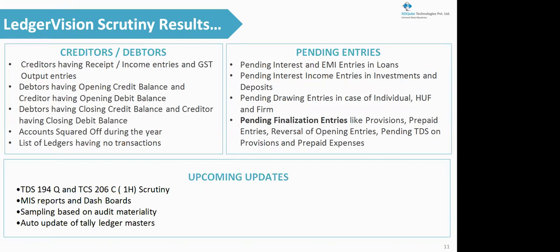We even check each and every debtor's and creditor's opening and closing balances, their aging analysis, and accounting principles. Now, for finalization of a Tally company, you need to see whether all interest and EMI entries are there, all income entries from investments are there, and all drawing entries are there or not. Then pending finalization entries, like provision, prepaid, reversal of opening entries, pending TDS, TCS, etc. will be taken care of by the software.